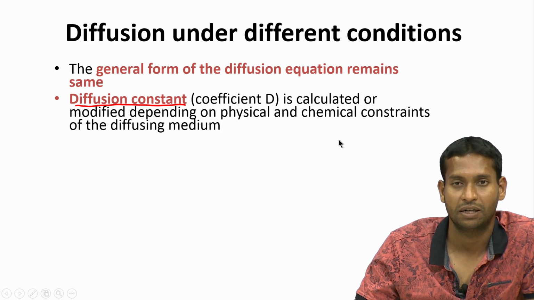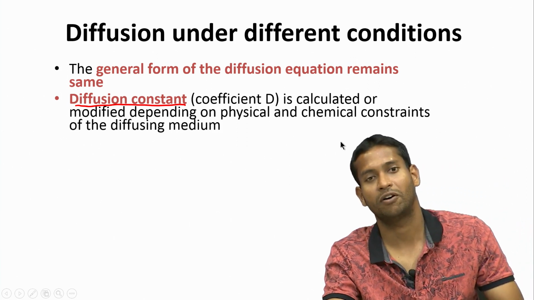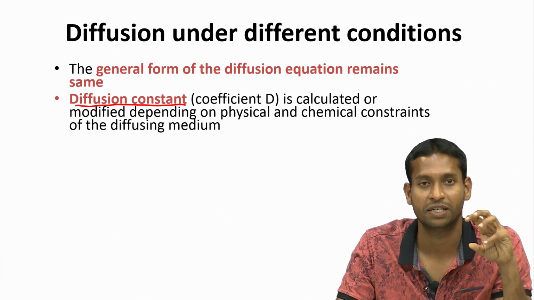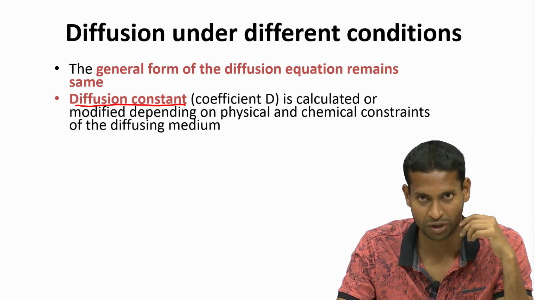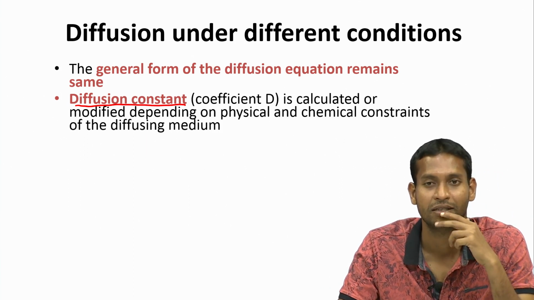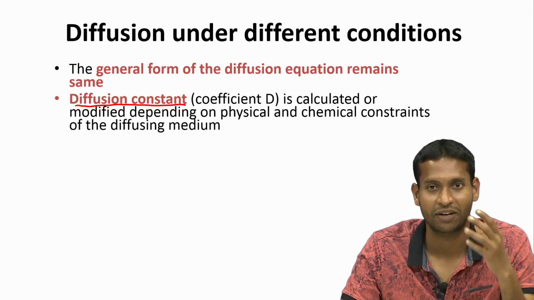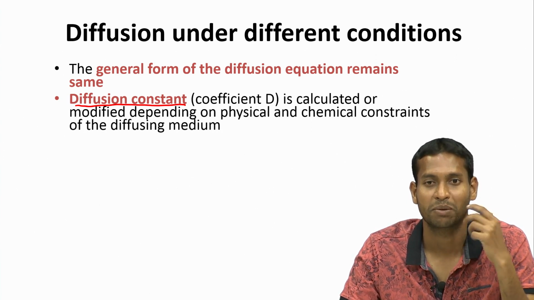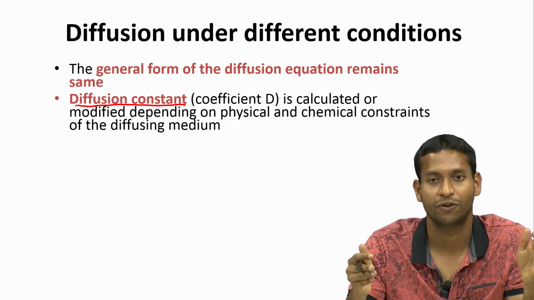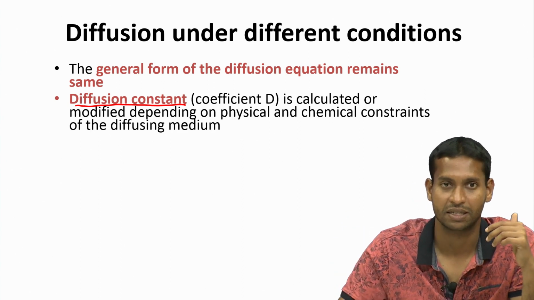So, how will the diffusion coefficient or diffusion constant change as the solution becomes more and more viscous? As you might have guessed already, since it is becoming more and more viscous, it will be harder for the solute to diffuse, so the diffusion coefficient is actually going to decrease.